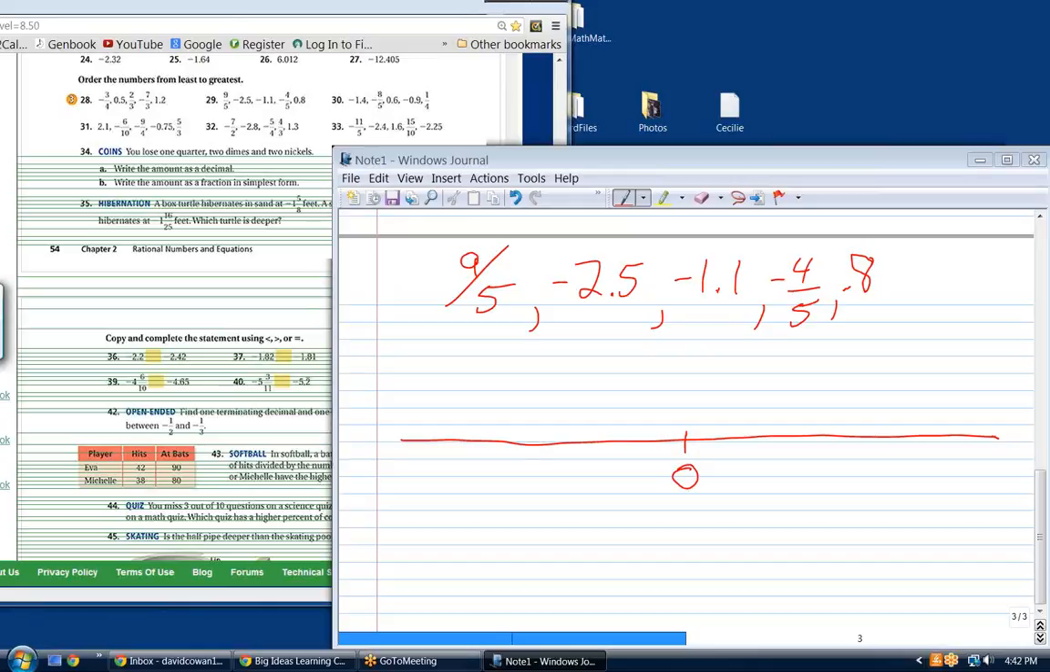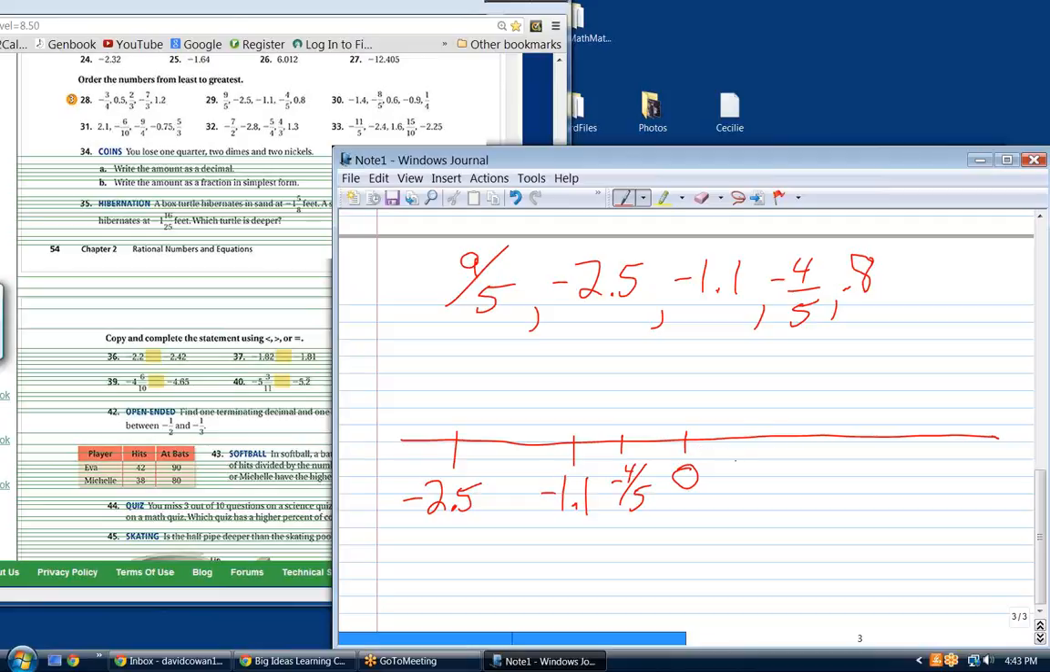Let me think for a sec. Negative 2.5. Okay, I'm going to write that right there, minus 2.5. And what next? Then next would be negative 1.1. Okay. And next? Negative 4/5. Okay. Which is the same as negative 0.8. So we can see that it should go to the right of negative 1.1. Okay, and that's all the negative numbers.